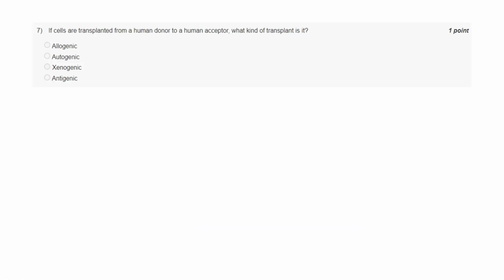Next is, if cells are transplanted from a human donor to a human acceptor, what kind of transplant is it? Allogenic, autogenic, xenogenic, or antigenic? Yes? Ma'am, the first option. Okay, both of you, I'm assuming, are answering the first, that is allogenic. Anybody else? Thank you for answering.